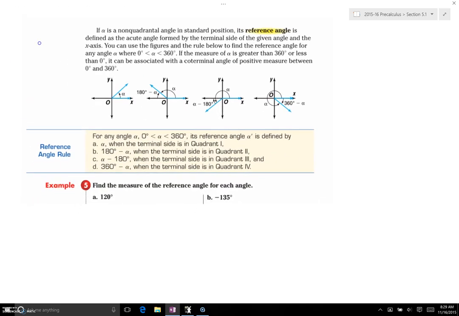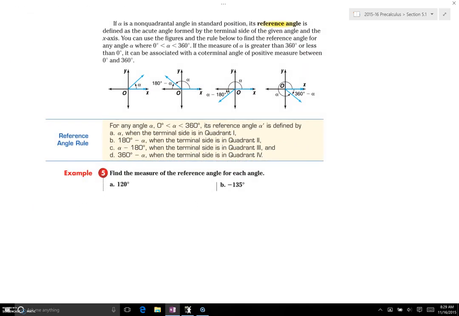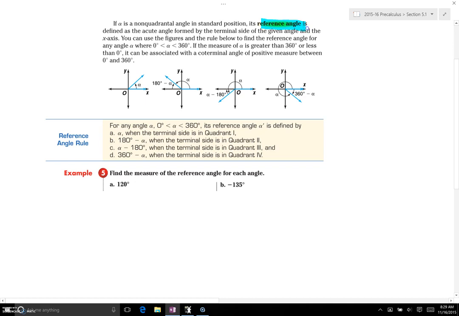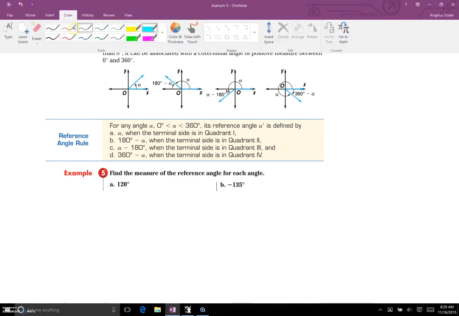Okay, for this last part we're going to talk about reference angles, which is another way that we might measure angles, especially in physics where we're constantly changing the way we measure an angle. We don't always measure with respect to the x-axis. We might measure with respect to something else because it's more convenient. So in this case, they tell us that a reference angle is the acute angle formed by the terminal side and the x-axis. So an acute angle is an angle that's less than 90 degrees.